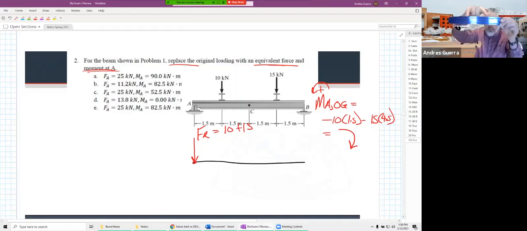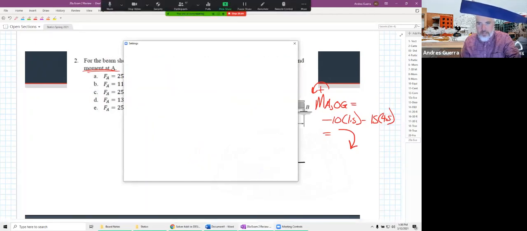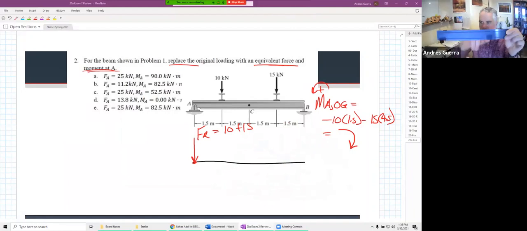We had these two forces out here, and they were causing, I got to turn off my virtual background here. Choose virtual background, and how about none? Okay, there we go.